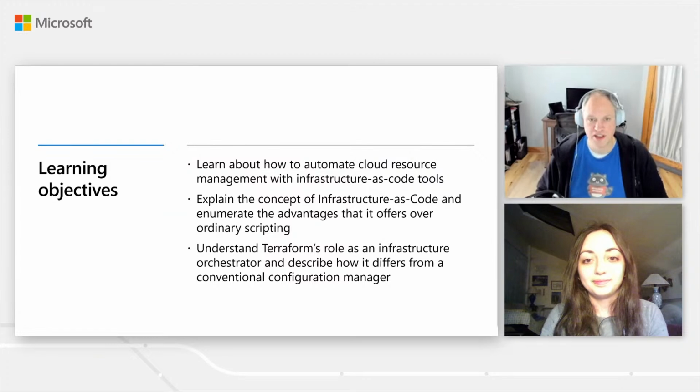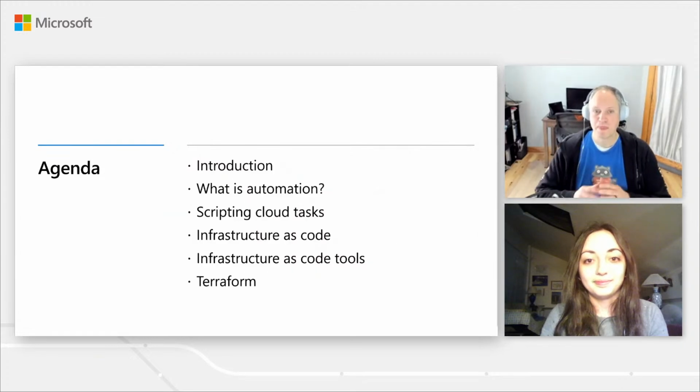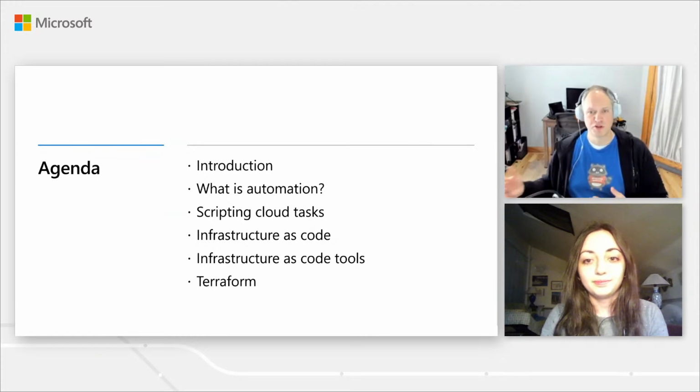All right, so what does that mean we're going to cover today? To get there, we're going to talk about what automation is and why it's important. We'll cover scripting cloud tasks and move into infrastructure as code as a concept, and then take a look at some of the tools in that space. And finally, we'll cover Terraform and its role as an infrastructure orchestrator.